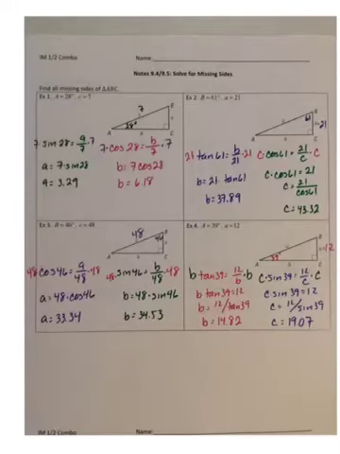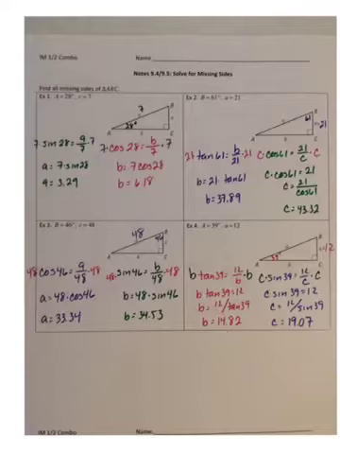Alrighty, we are here for our second set of notes dealing with SOHCAHTOA, our trig ratios. We are going to use our trig ratios to find the missing sides of a right triangle. So to do this, we have to have at least one acute angle and one of the sides, and then we can use any of our trig ratios that work to find the missing sides.